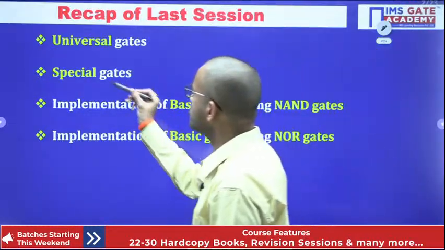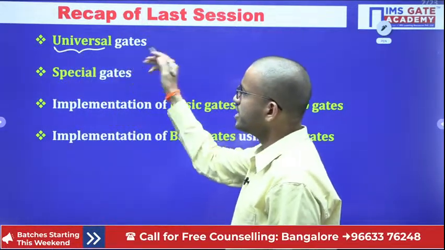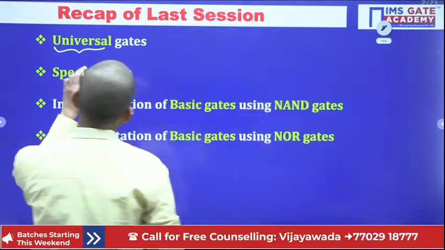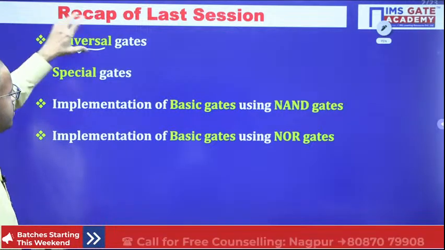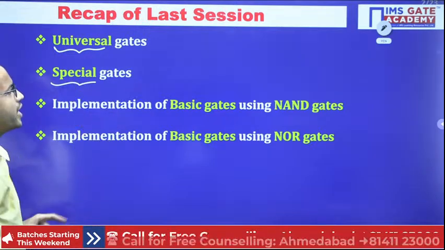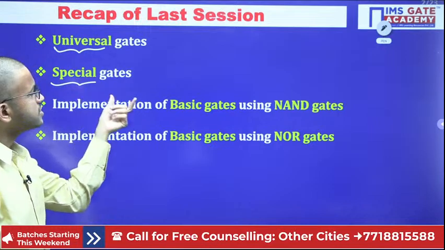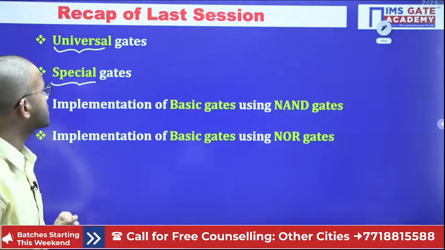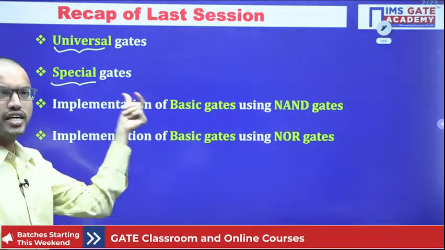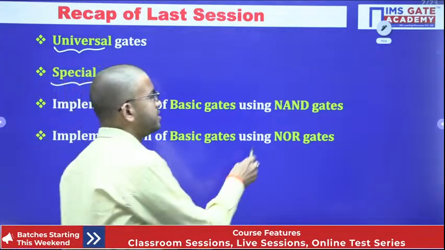In the last session, we discussed the universal gates, that means NAND gate and NOR gate, regarding the truth table, logic symbol, and functionality, everything. Then we discussed the special gates also, like exclusive OR gate and exclusive NOR gate, and regarding the truth table, logic symbol, and functionality, and in which particular case we will get out as 1, in which case we will get out as 0, etc.